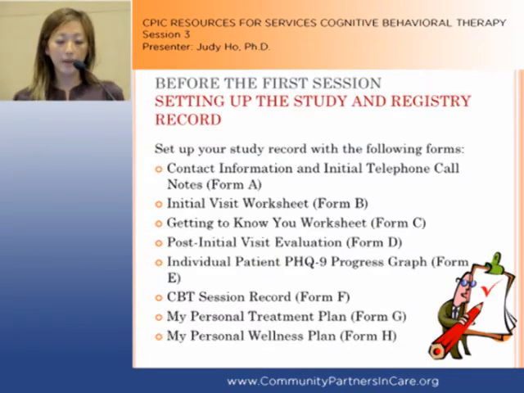Before the first session, we would recommend that you set up the study and registry record. So how do you set up the study record? You set it up with the following forms that are available in the Therapist Toolkit. There's the Contact Information Initial Telephone Call Notes form, which is Form A. There's the Initial Visit Worksheet, which is Form B. The Getting to Know You worksheet, which is Form C, the Post-Initial Visit Evaluation, also known as Form D, the Individual Patient PHQ-9 Progress Graph, which is Form E, the CBT Session Record, Form F, and My Personal Treatment Plan, as well as My Personal Wellness Plan. These are Forms G and H.